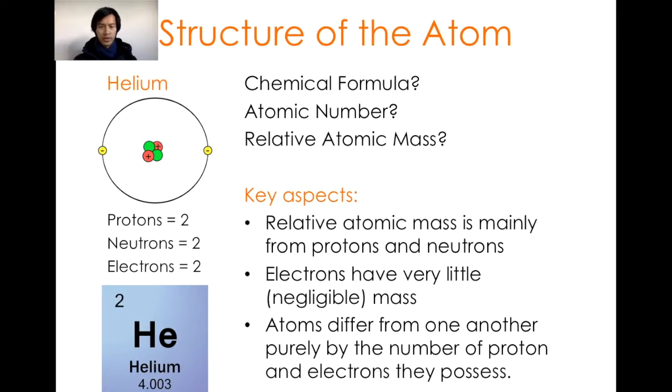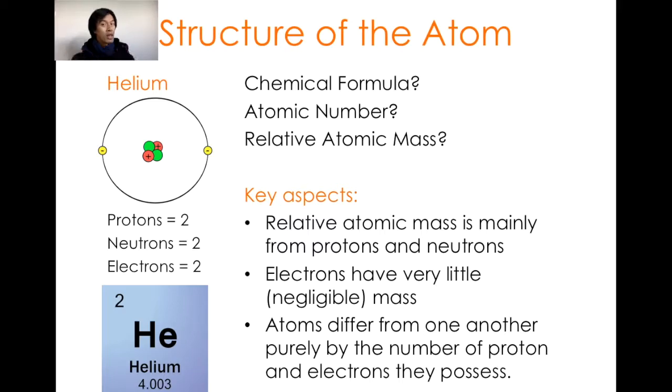So, a few key aspects, okay? Relative atomic mass is mainly from protons and neutrons. So using the atomic mass, you can actually back calculate the number of neutrons by subtracting the atomic number, okay? The reason for that is because electrons have very little mass, and so we ignore them. We can figure out the number of neutrons by subtracting the atomic number from the atomic mass, rounded off. And so atoms differ from one another purely by the number of protons and electrons they possess. What makes hydrogen different from helium is that hydrogen has 1 proton and 1 electron. Helium has 2 protons, 2 electrons.